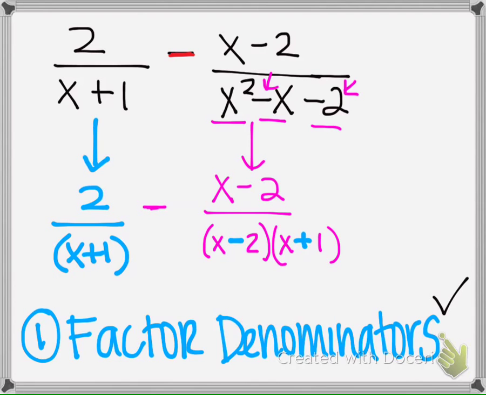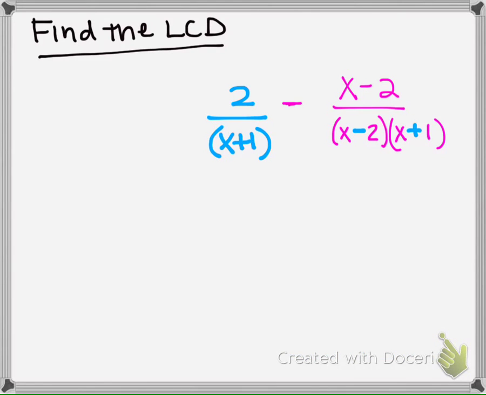Next thing we need to do is find the least common denominator. To find the least common denominator, I'm going to take the first fraction, which is x plus 1, and I'm going to write it down. And when I multiply the least common denominator by the first fraction, this is going to cancel out with this. So we're good there.